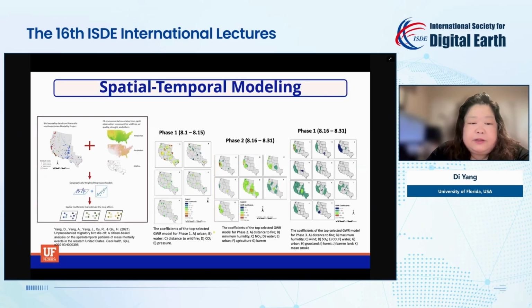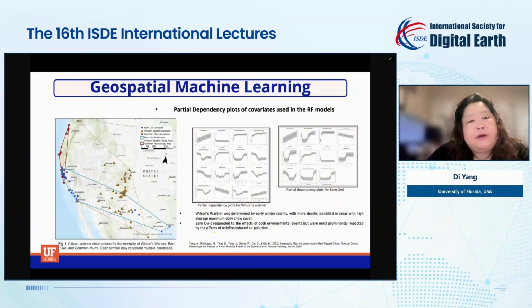So we use GWR, the geographically weighted regression model, to see how things differ based on the coefficient distributions. So we're able to see what the real drivers are for the bird mortality data. After that we also see that several major species stand out in those massive bird death events.